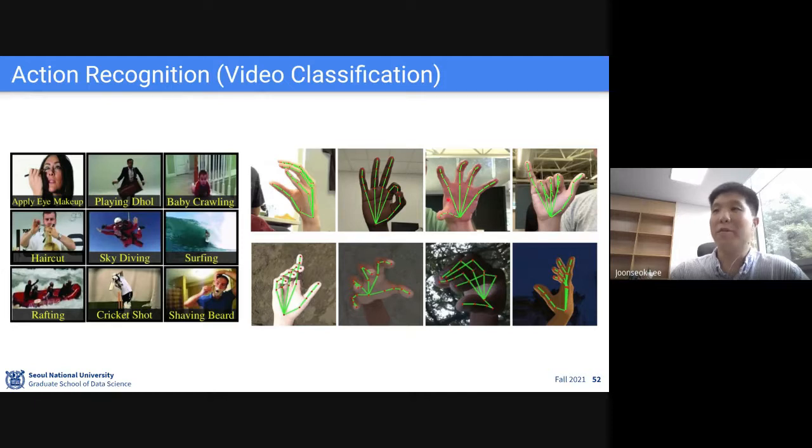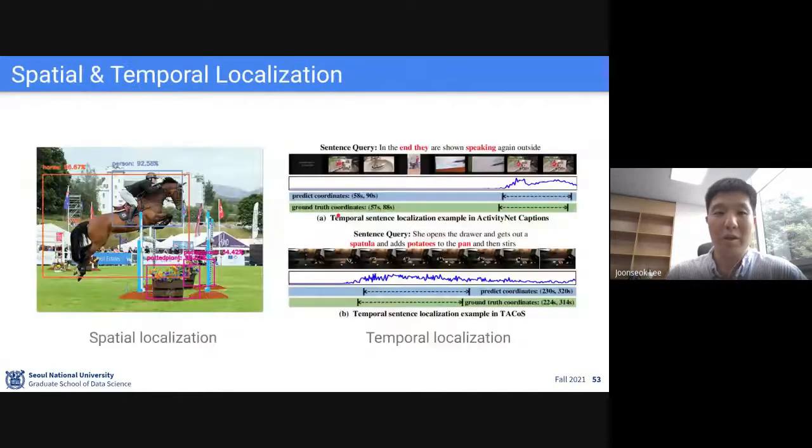Same for video classification. Here, the tasks are mostly actions instead of just objects. And you can also specialize in some other areas like hand gesture recognition. Spatial and temporal localization is understanding the scene in even more detail. Spatial localization asks you to localize what's happening within the image, where it's actually happening. And temporal localization is asking when it is actually happening within the video. So given some text queries like this, the task is locating the start and end point of that within the video.